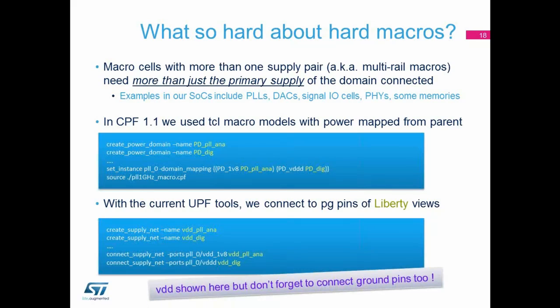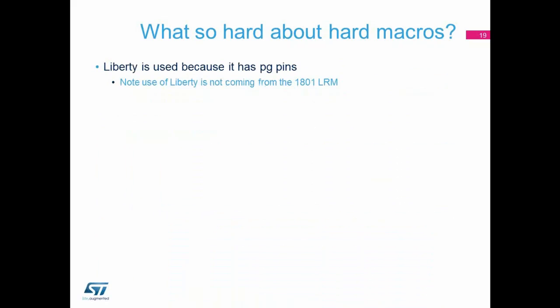I just said here, don't forget about the ground pins. I just showed the VDD pins, but there are ground connections. I didn't show them. The Liberty, it seems like a good choice because it's got the power ground pins on it. The HDL view doesn't.